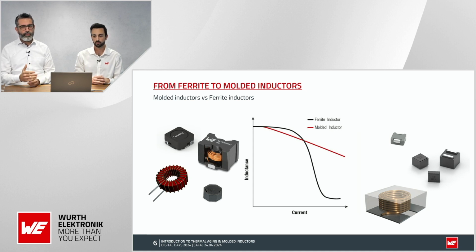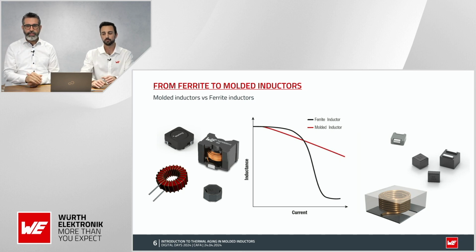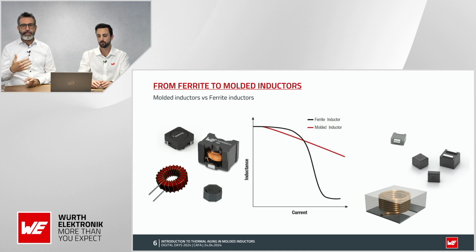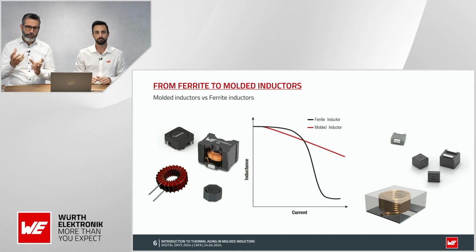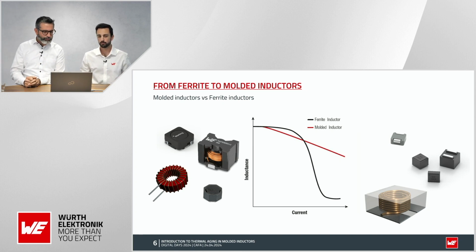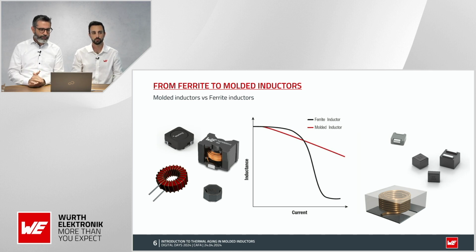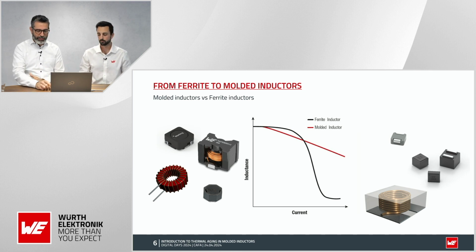In this graphic, we can see at one point in the black curve that the ferrite will drop, and you will not have any more inductance value, whereas the molded inductor will keep a constant or almost constant inductance. This also makes molded inductors very suitable for high power density applications, and we can also achieve higher transient current spikes.